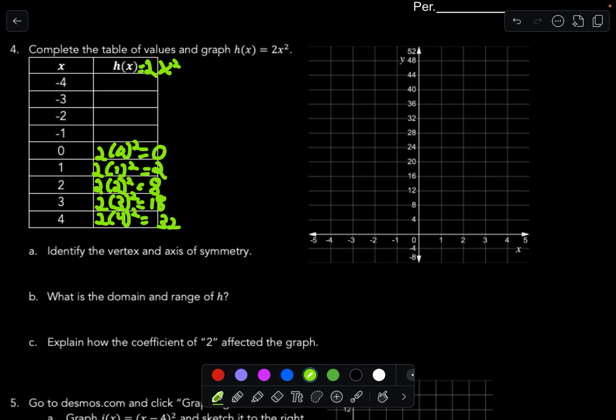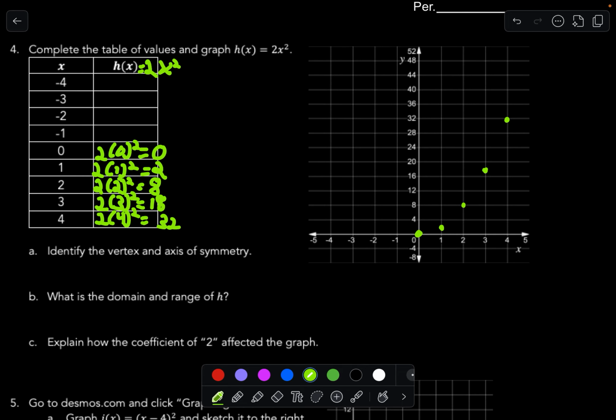So let's go ahead and plot this. 0, 0, 1, 2. 2 is halfway between 0 and 4. 3, 18. Here's 16. 18's halfway between 16 and 20. And 4, 32, which is right there. All right.